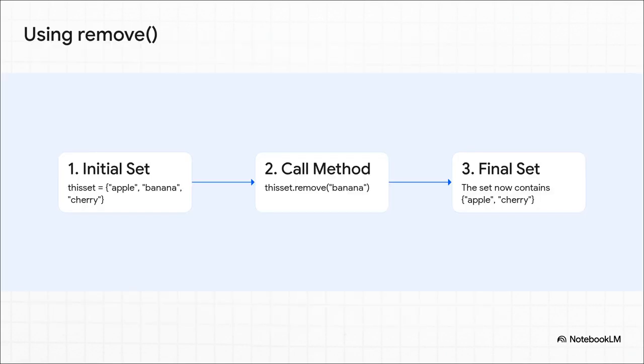It's super straightforward. You've got your set: apple, banana, cherry. You call this set.remove("banana"). The method goes in, finds banana, takes it out, and you're left with apple and cherry. Simple, right? Clean and effective.